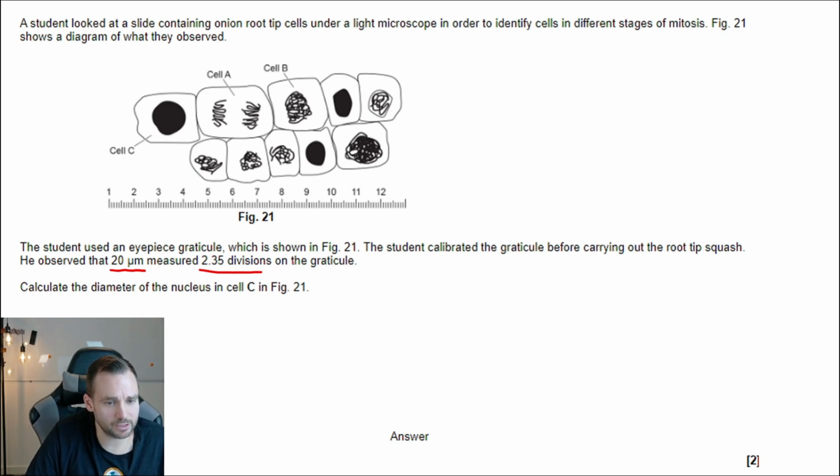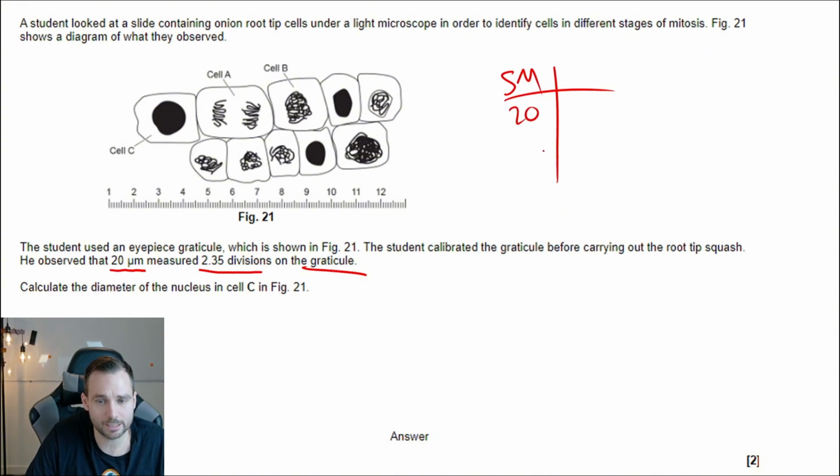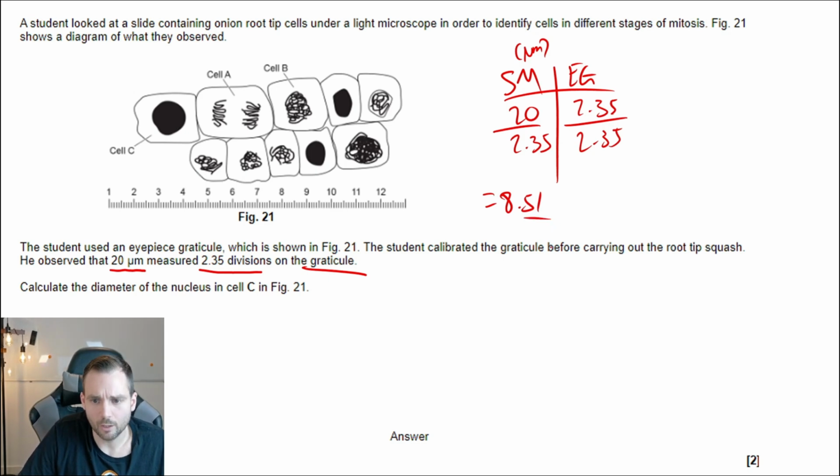Okay, so the very first thing that we need to do is work out what one division of the graticule is. So we can use the same table that we did previously. So the stage micrometer equivalent is 20 micrometers. So in the units of micrometers, the eyepiece graticule is equivalent to 2.35. So if we divide both sides by 2.35, that will give us 8.51. I'm going to stay to 2 decimal places because they have used 2 decimal places in the question.